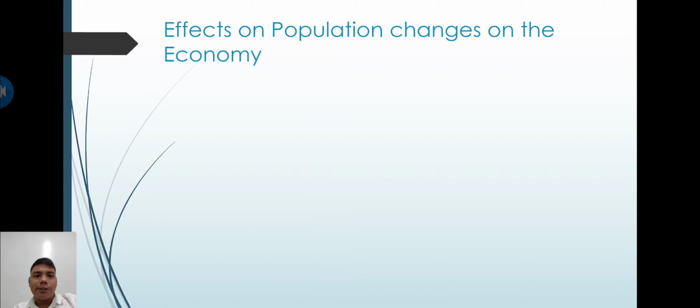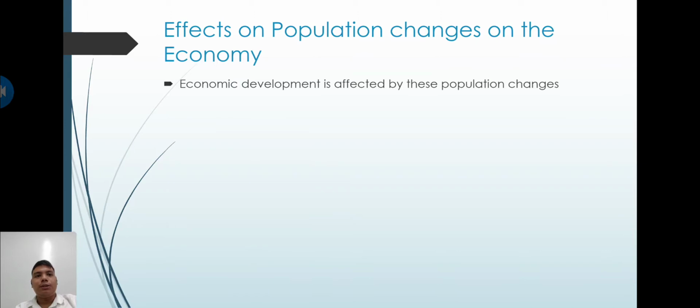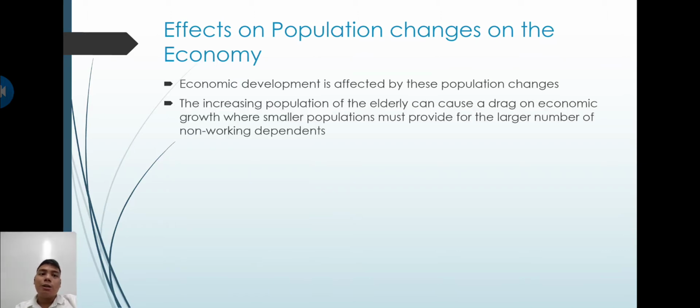So what are the effects of population change on economies in general? Economic development is affected by these population changes. An increasing population of the elderly can cause a drag on economic growth, where smaller populations must provide for the larger number of non-working dependents. So if the population aged higher than 60 grows too much, it can have a negative effect or a drag on the economy, especially on the working population.